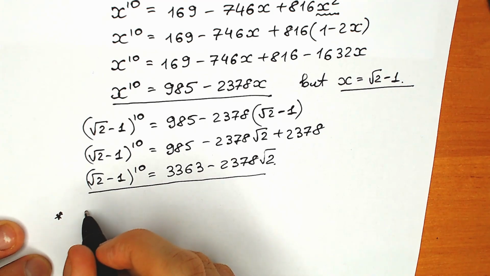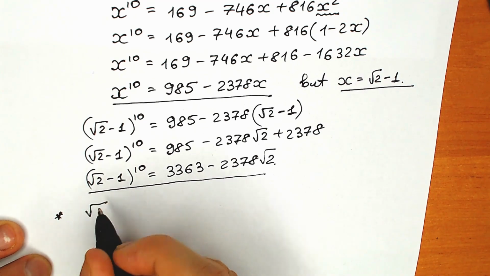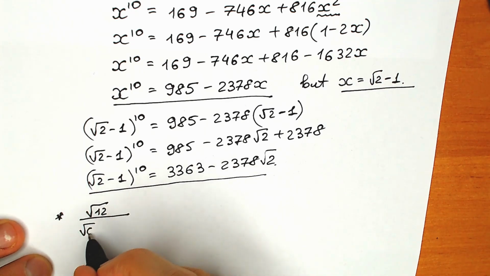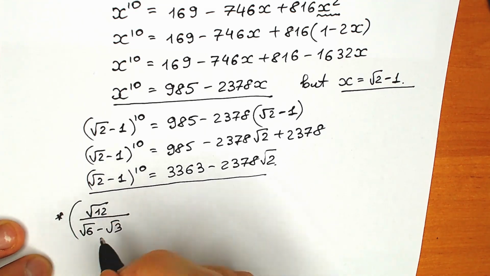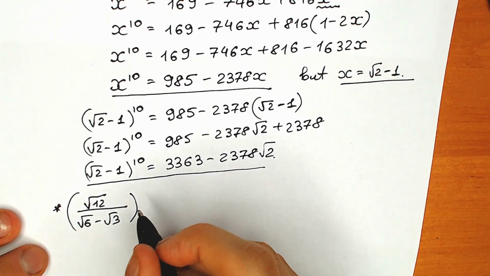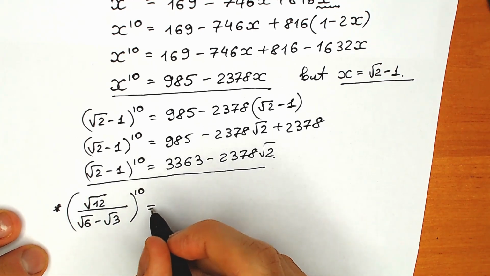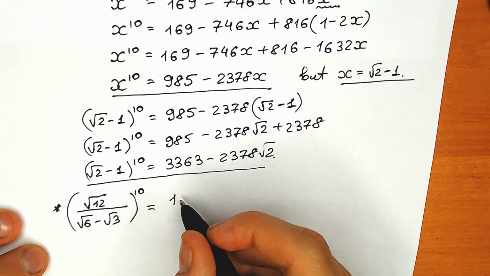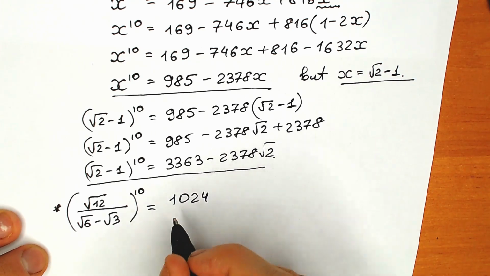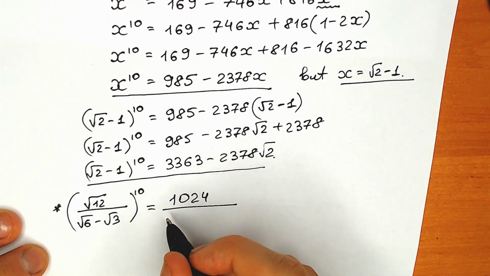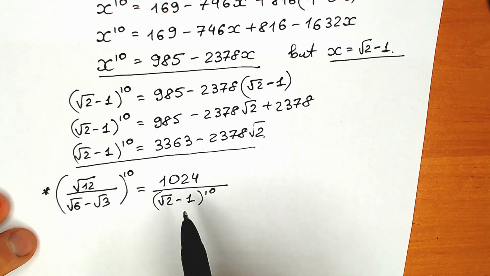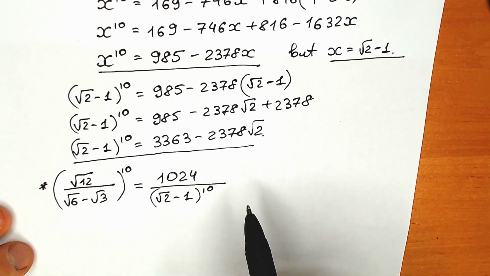We had square root of 12 over square root of 6 minus square root of 3, raised to the power 10, so the expression in the beginning we actually had is equal to, I skip a few parts from it because you can easily scroll the video real quick, 1024 over exactly this expression, square root of 2 minus 1 raised to the power 10. And as I said before, we're gonna find this expression. So right now we found it, so let's plug it in our expression.